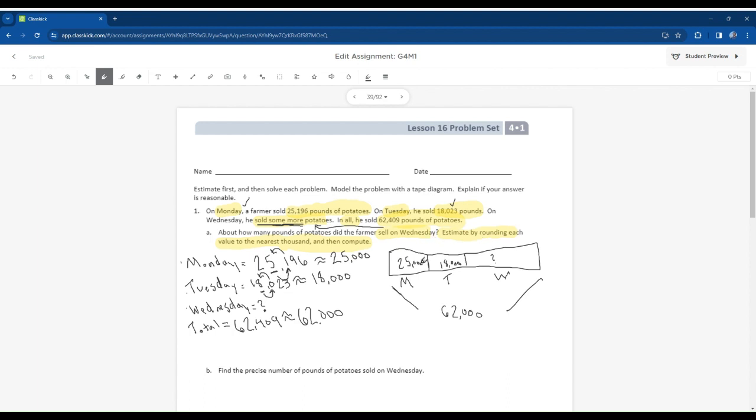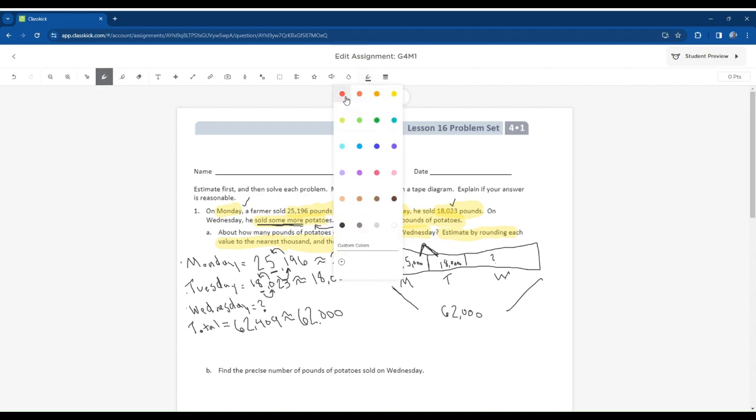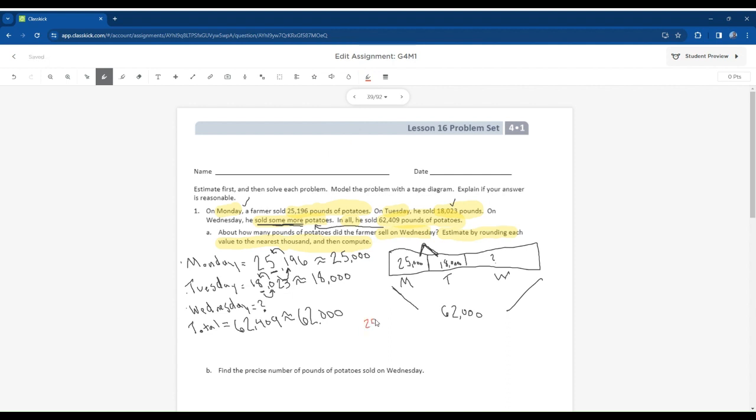So what we're going to do is combine the Monday and Tuesday amounts, and then subtract that off of the total of 62,000, and that will leave me with how many pounds of potatoes were sold on Wednesday. So 25,000 plus 18,000. That will give me, again, Monday and Tuesday's combined amount. Then I can subtract it off the total, and I'll be left with Wednesday.